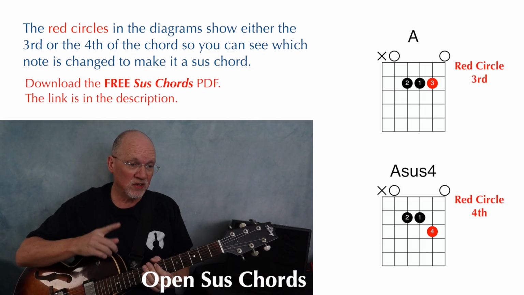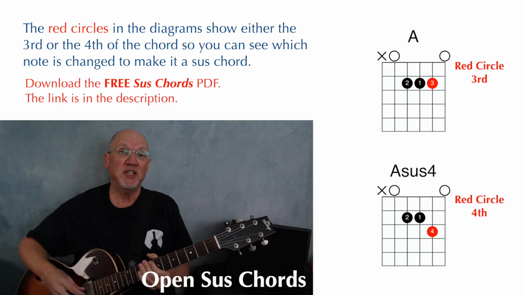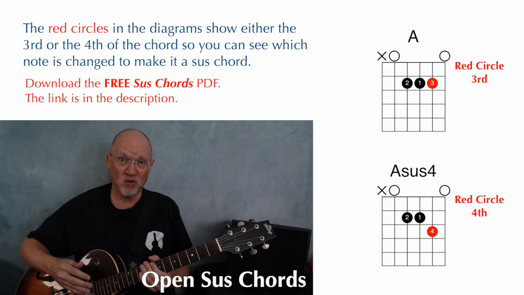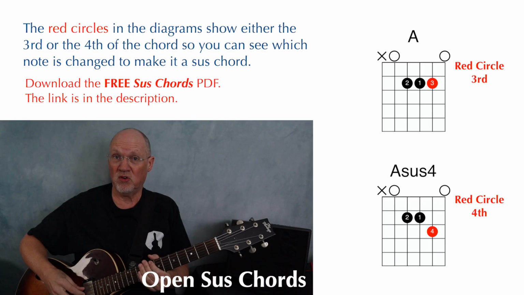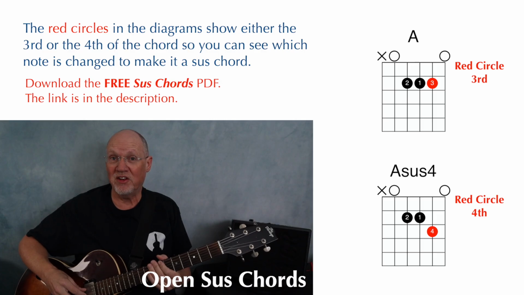First, open chords. The red circles show thirds and fourths so you can see which note is being altered to change a chord from a major or a seventh chord into a sus4 type of chord. And you can find all these diagrams in the free Suspended Chords PDF. I'll leave a link for that in the description.